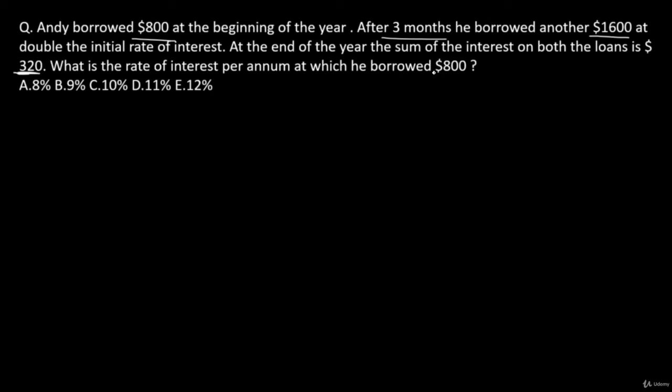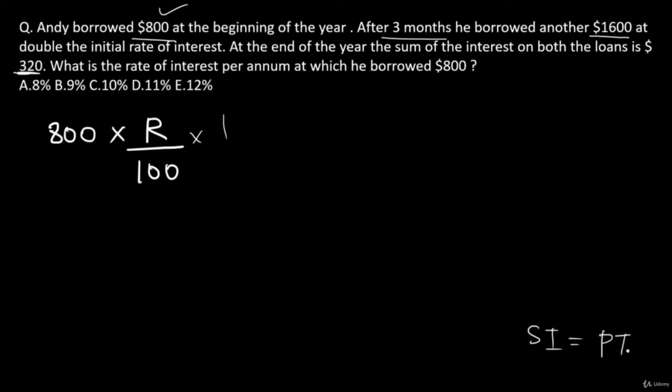So that's the question. Now over here we have 800 into R by 100, right? Because the time period is 1. If I take it as 1 year, that would be the interest which he had to pay on the $800 at R percentage. Again, remember, simple interest is equal to PTR by 100. So the principal is 800 and the time period is 1 year, and you have R percentage per annum. So 800 into R into 1 by 100. So that's the interest on the $800.